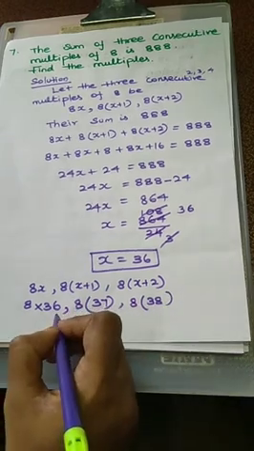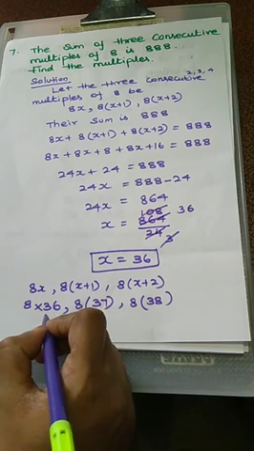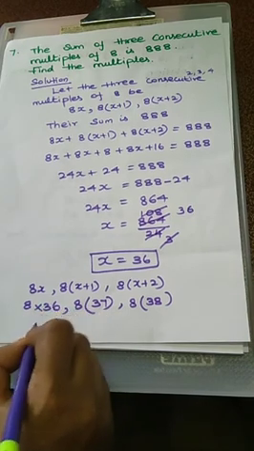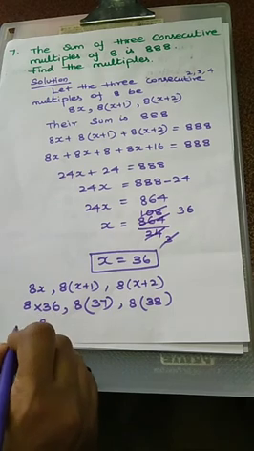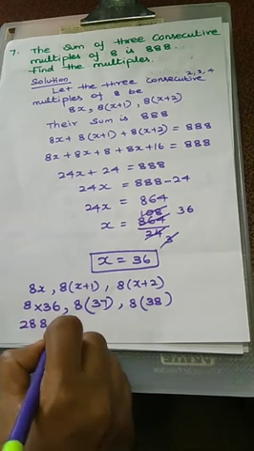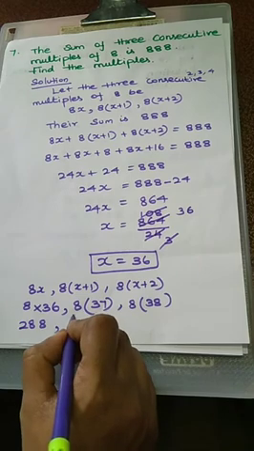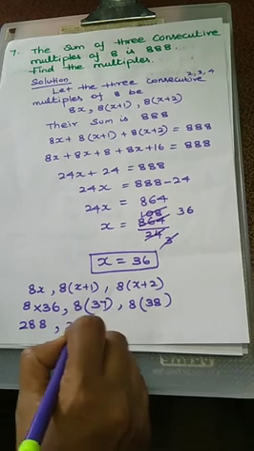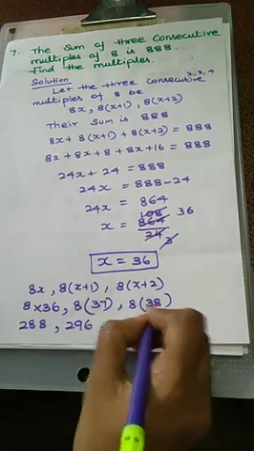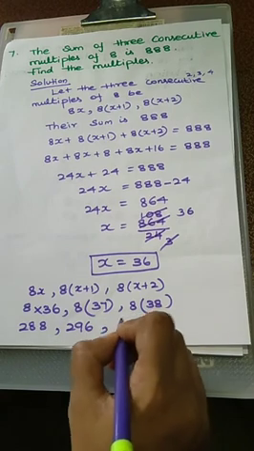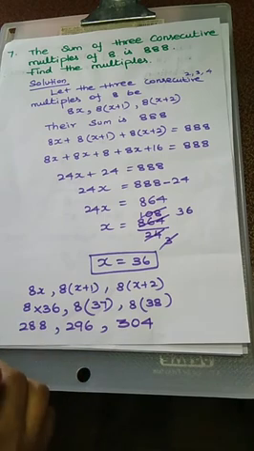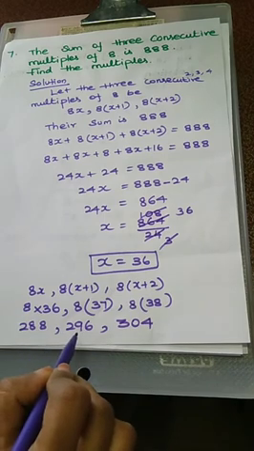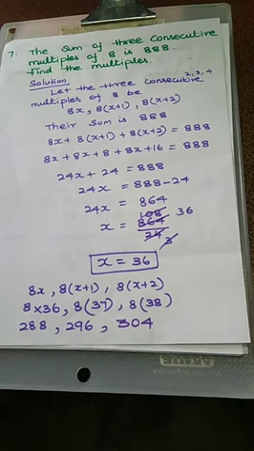Okay. What are the values we get? First 8 into 36 means multiply the value. 8 6s are 48. Balance 4. 8 3s are 24 plus 4, 28. 288 is the first value. Next we just multiply the value. 8 into 37, that is 296. Next 8 into 38. What is the value? That is 304. Therefore the three numbers are 288, 296 and 304.